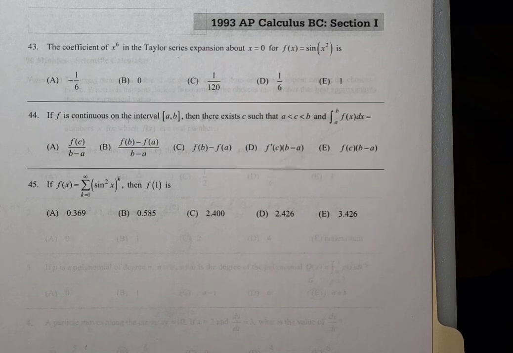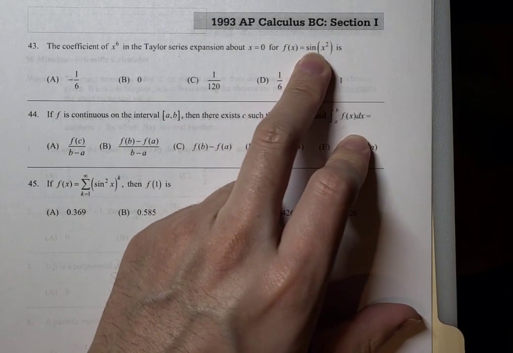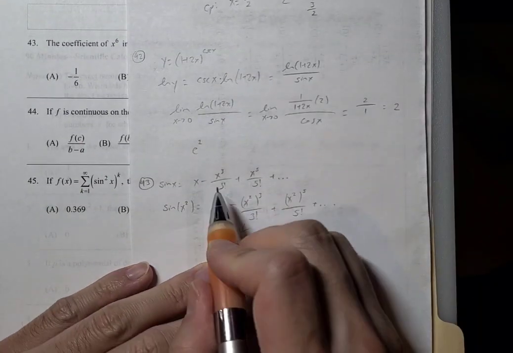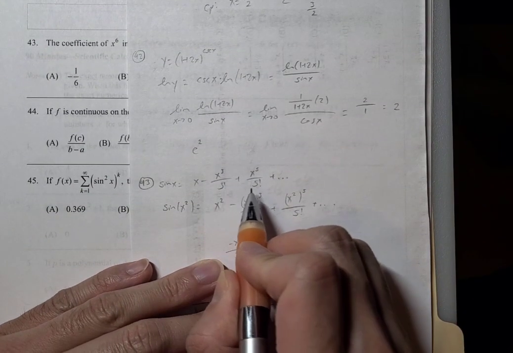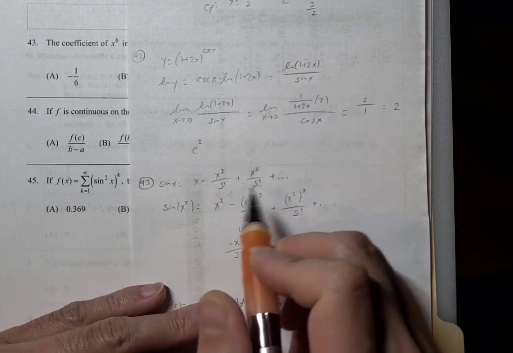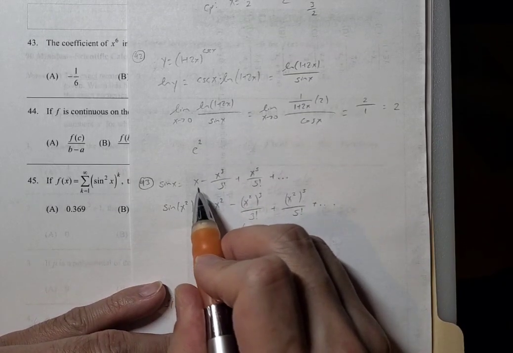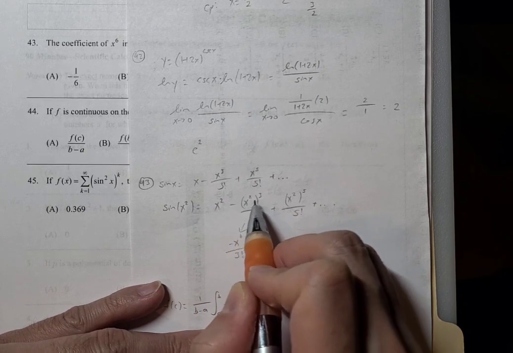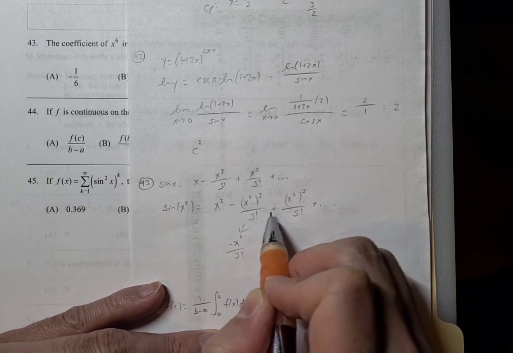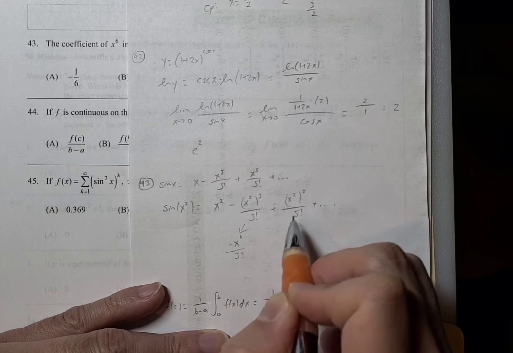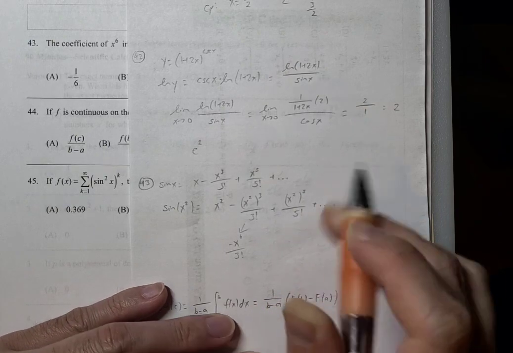So the quick way to do this is, well, you should know what the Taylor series of sine is. That's x minus x cubed over 3 factorial plus x to the 5th over 5 factorial, so on and so forth. So sine of x squared, wherever there's an x, you plug in x squared. So it becomes x squared minus x squared to the 3rd power over 3 factorial plus x squared to the 5th power over 5 factorial plus so on and so forth.